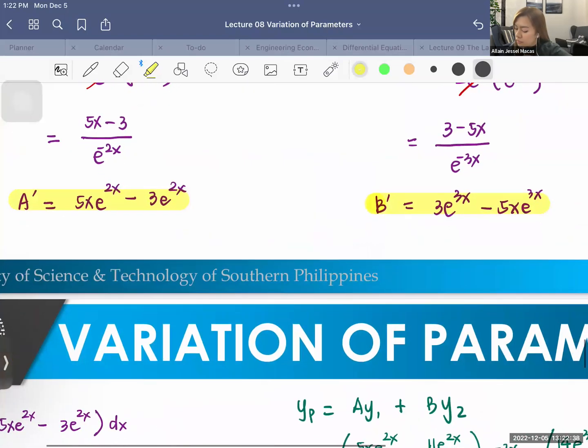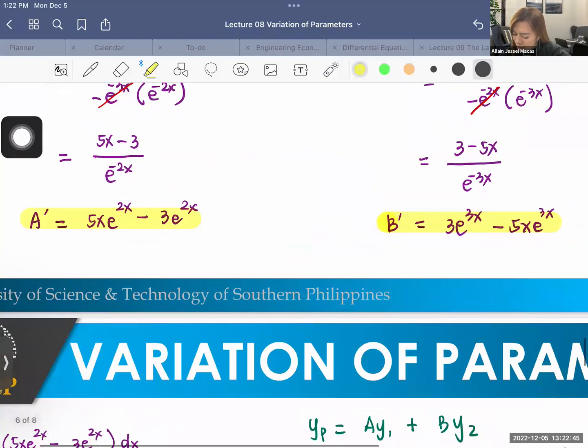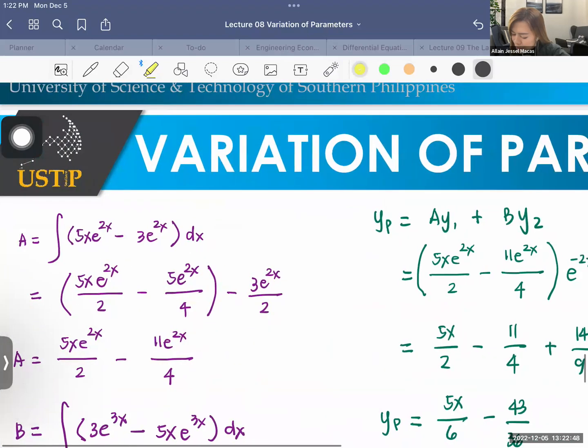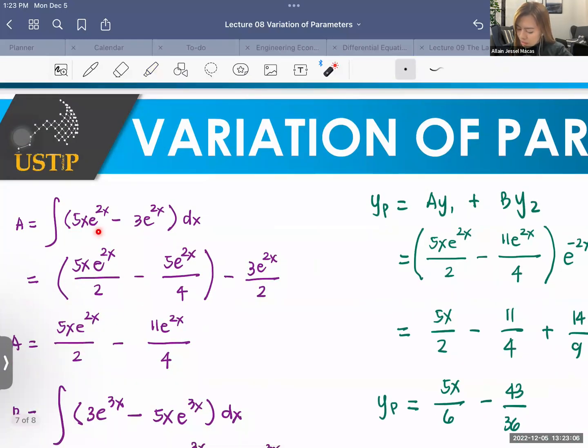Next, we already have A prime and B prime. So to solve for A and B, class, we need to integrate these expressions. So A is equal to the integral of 5x e to the 2x minus 3 e to the 2x dx. This one, class, is integration by parts. I won't go long, since you know how to solve that, so we can proceed to Laplace later. I'll just take the shortcut.